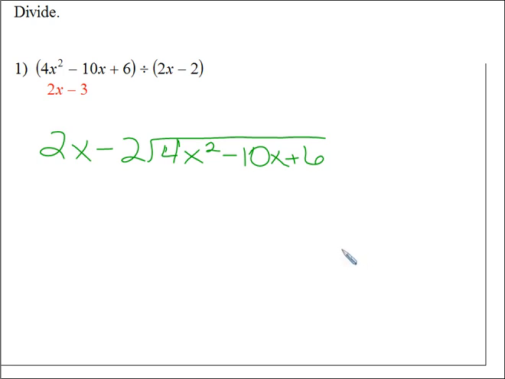Hi, in this lesson I'm going to cover questions number 1 through 6 on your homework from lesson 6.4. So feel free to fast forward to the questions that you need to see. In number 1 we have a long division problem.